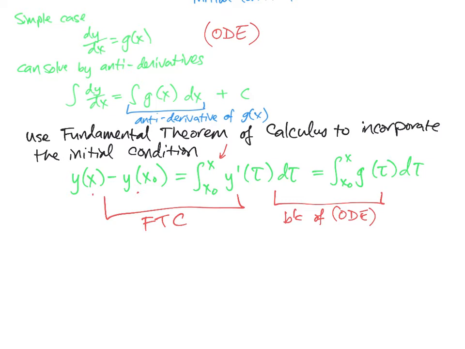And now if we take this equation, we have as a consequence that y of x, which is the thing we were looking for, equals, I'm going to add the initial condition to the other side. So we have y naught is equal to y of x naught plus the integral from x naught to x of g of tau d tau.